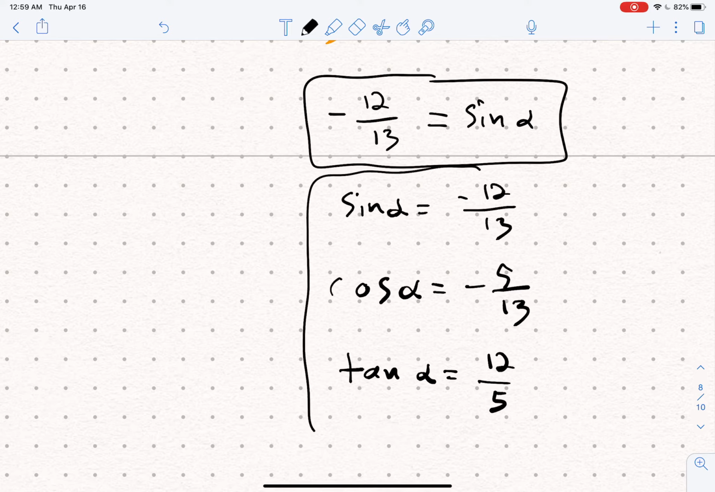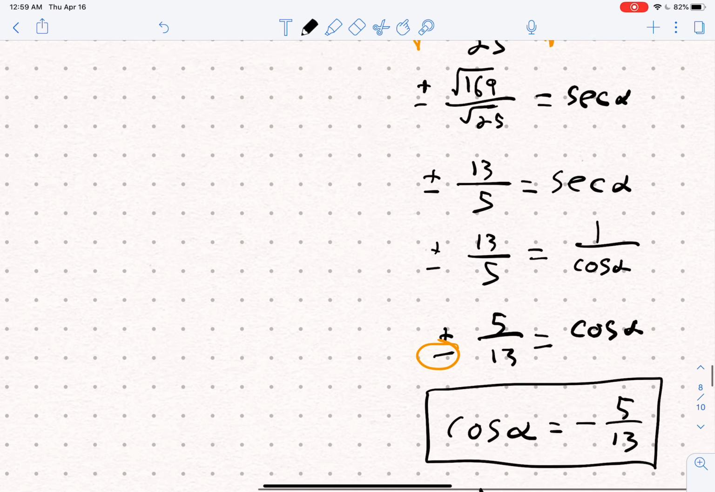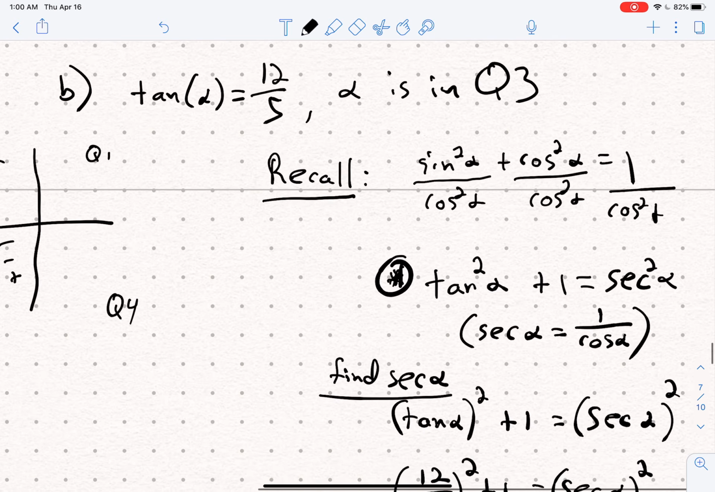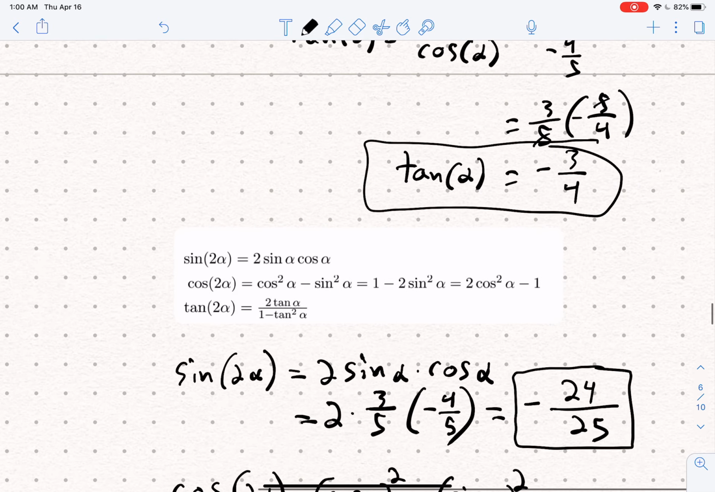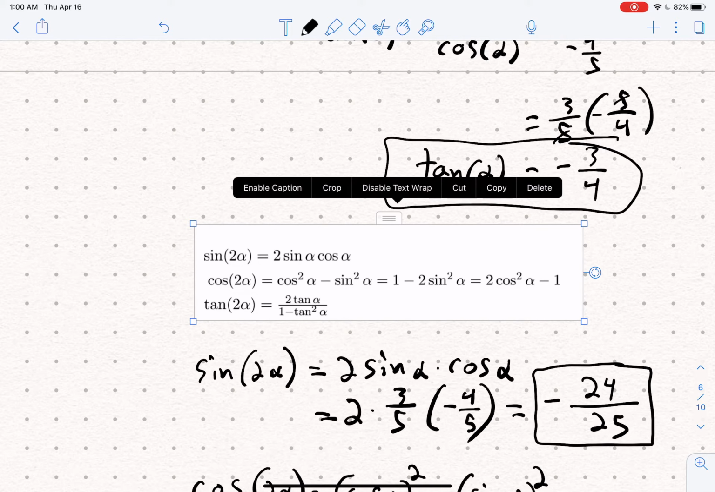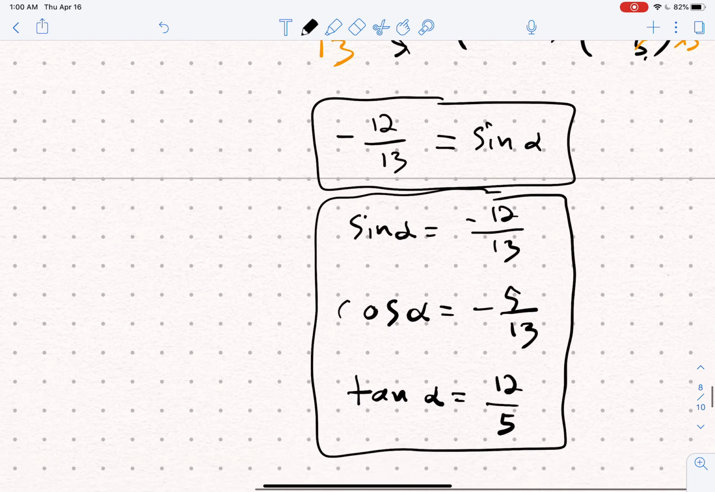So, are we done? Unfortunately, no, because this problem is asking us to find the sine, cosine, and tangent of 2 alpha, not alpha. And to do that, we're going to need to use the double angle identities. Let's just go back up and grab them again. Here we go. Here are our double angle identities.